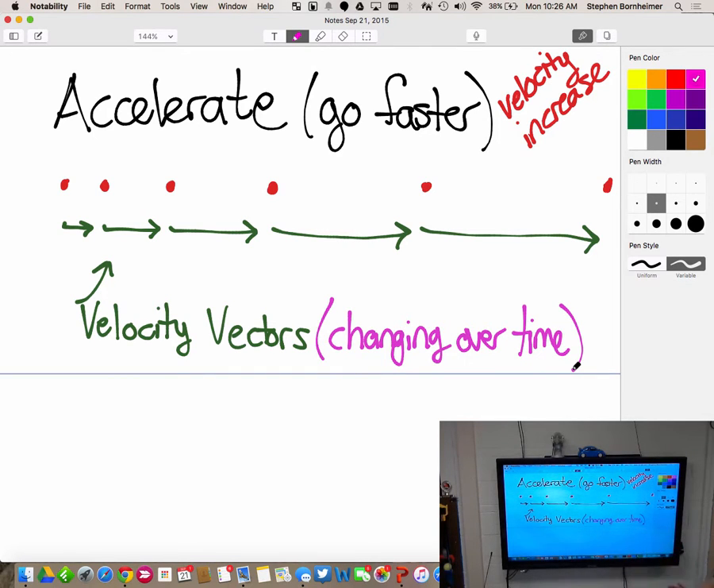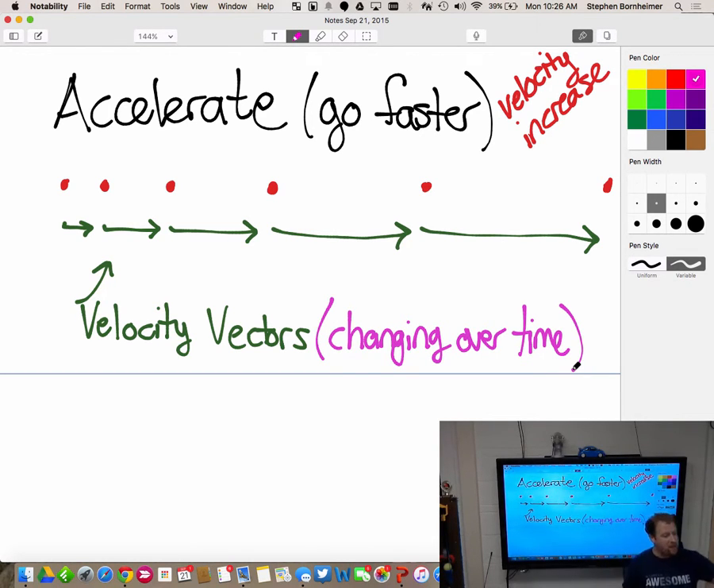All right, I'm going to unpack it again. Acceleration, going faster, velocity increase. That is one example here. Our dots are getting further apart. We've drawn arrows as another way to represent this motion.